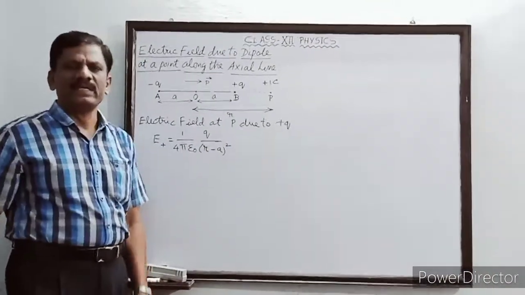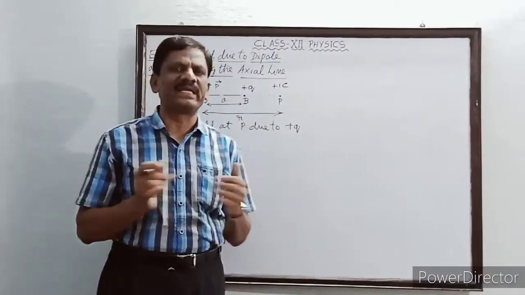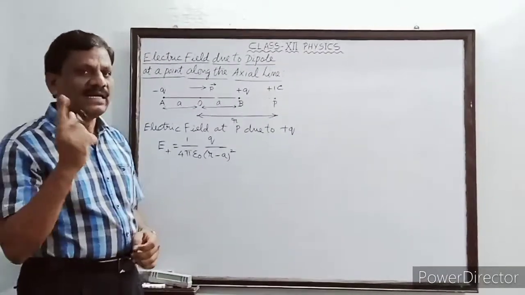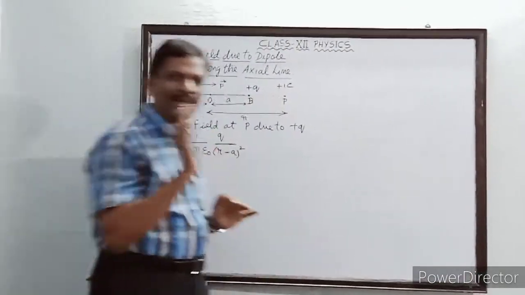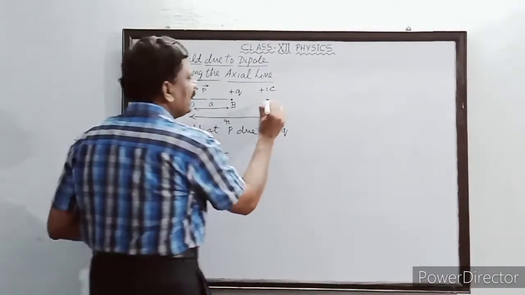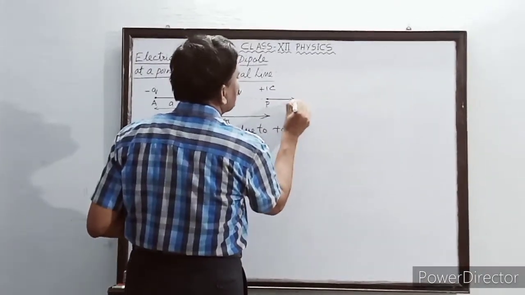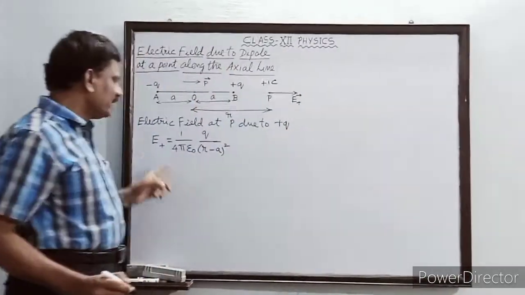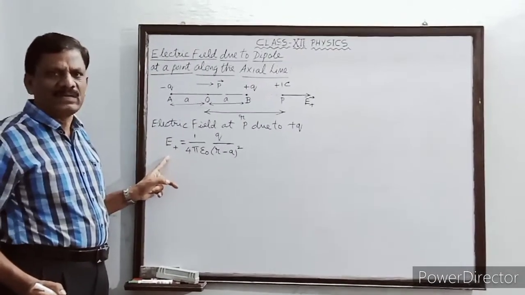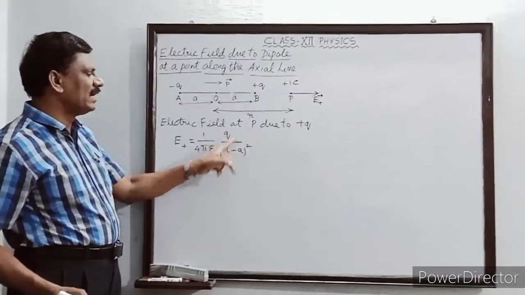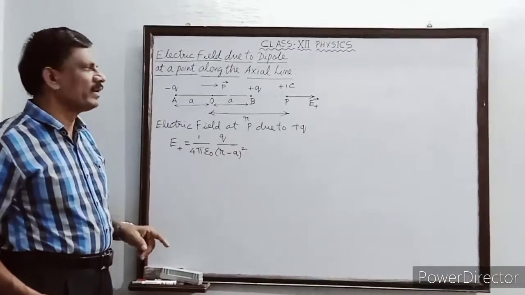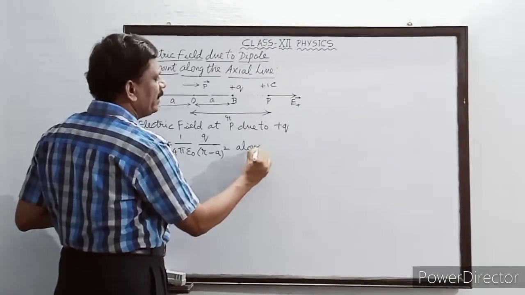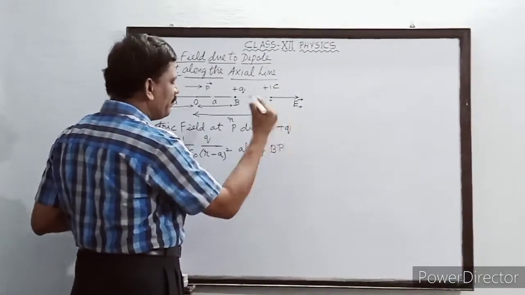Will it be a repulsive force or an attractive force? Because these two are like charges, it will be a repulsive force. Hence this positive charge of 1 coulomb will be repelled away from the point P, and this is denoted as E plus, and this is a vector. I have written only the magnitude: E plus is equal to 1 by 4 pi epsilon naught into q by r minus a whole square, and this will be acting from B towards P, that is along BP.